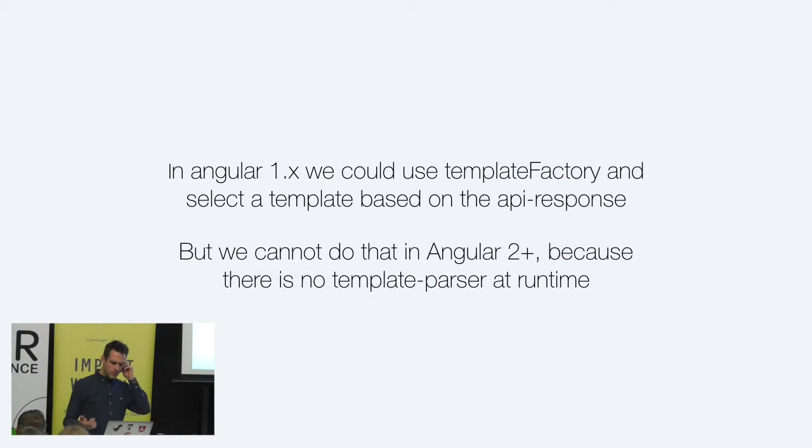In Angular 1, we could then use a template factory and select a template based on the API. So when the API says use the front page template for this route, we could just use the template factory and say get the template for the front page and use that. But as I said before, we don't have the parser at runtime, so we can't do this, because we can't just give it a template and have it render that template.